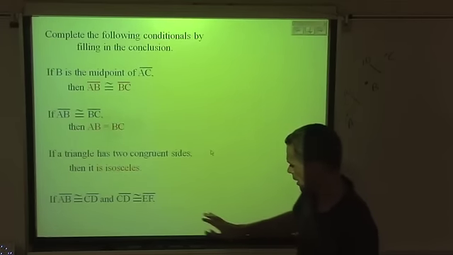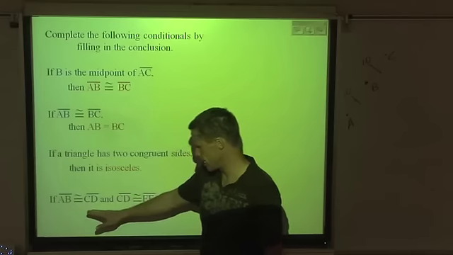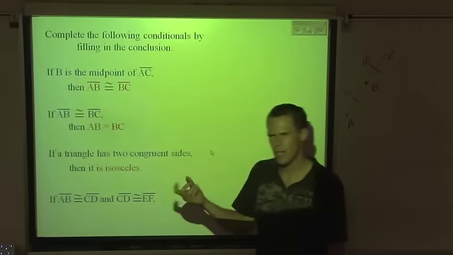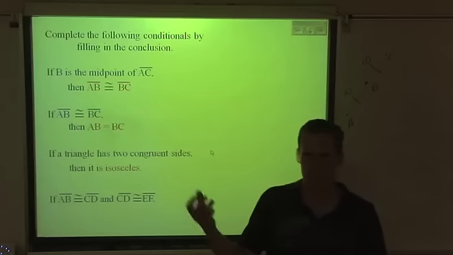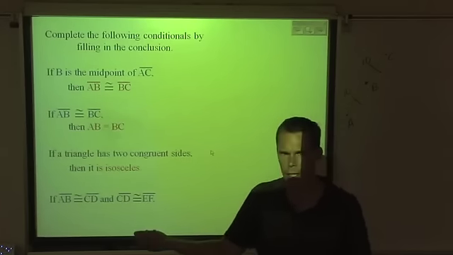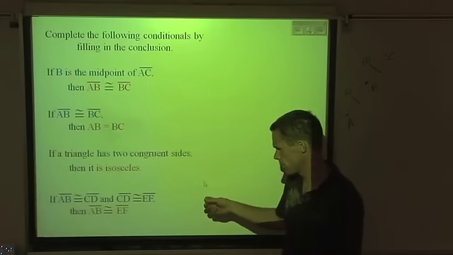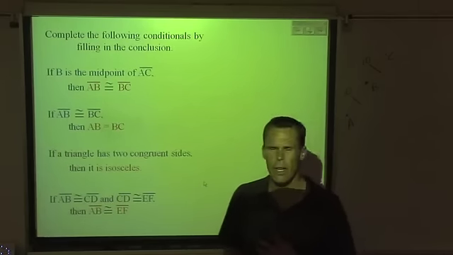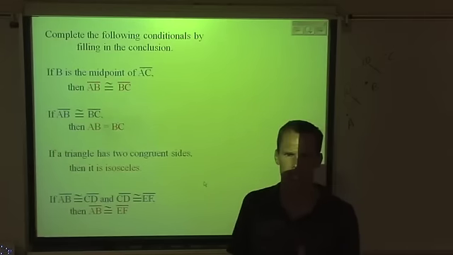What about the last one? If AB is congruent to CD and CD is congruent to EF, let's think about the logic here. If AB is congruent to CD and CD is also congruent to EF, we can make the conclusion of AB is congruent to EF. So at this point now we're being given the conditions and we have to come up with the conclusions and go one step beyond that and say why.